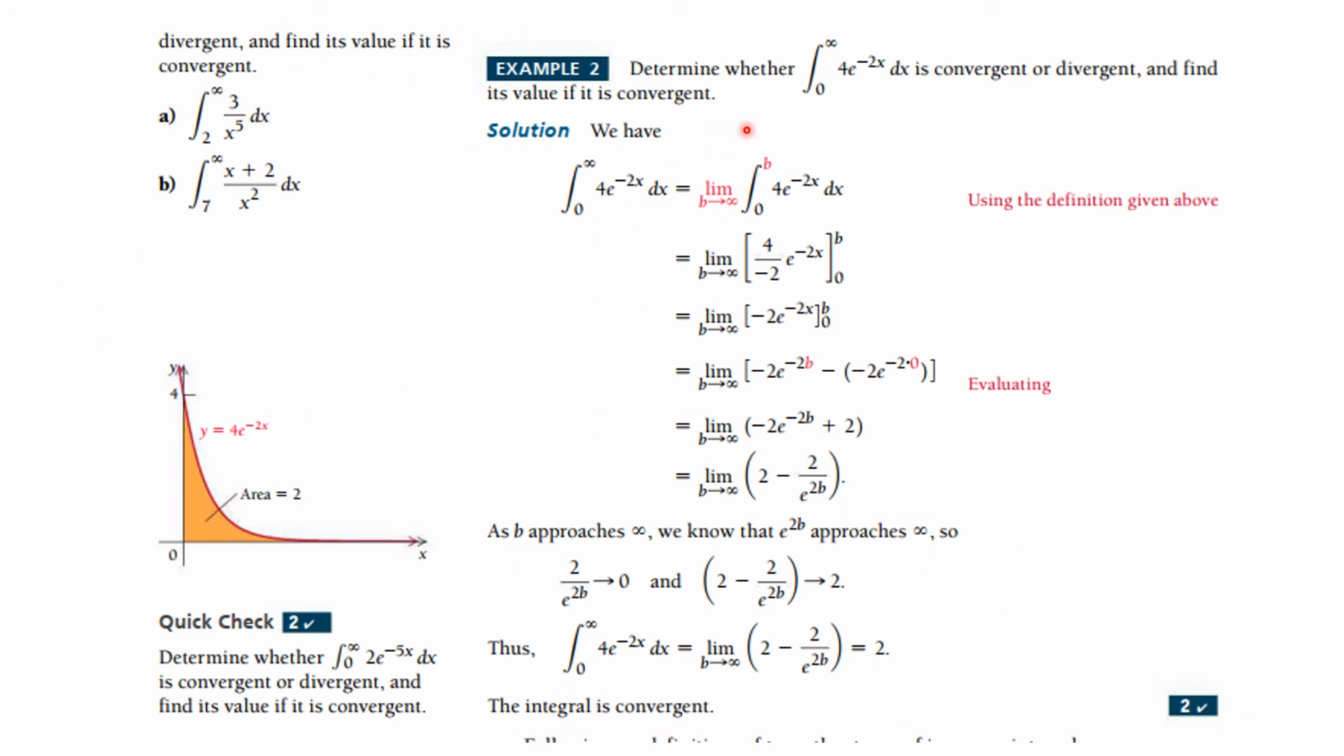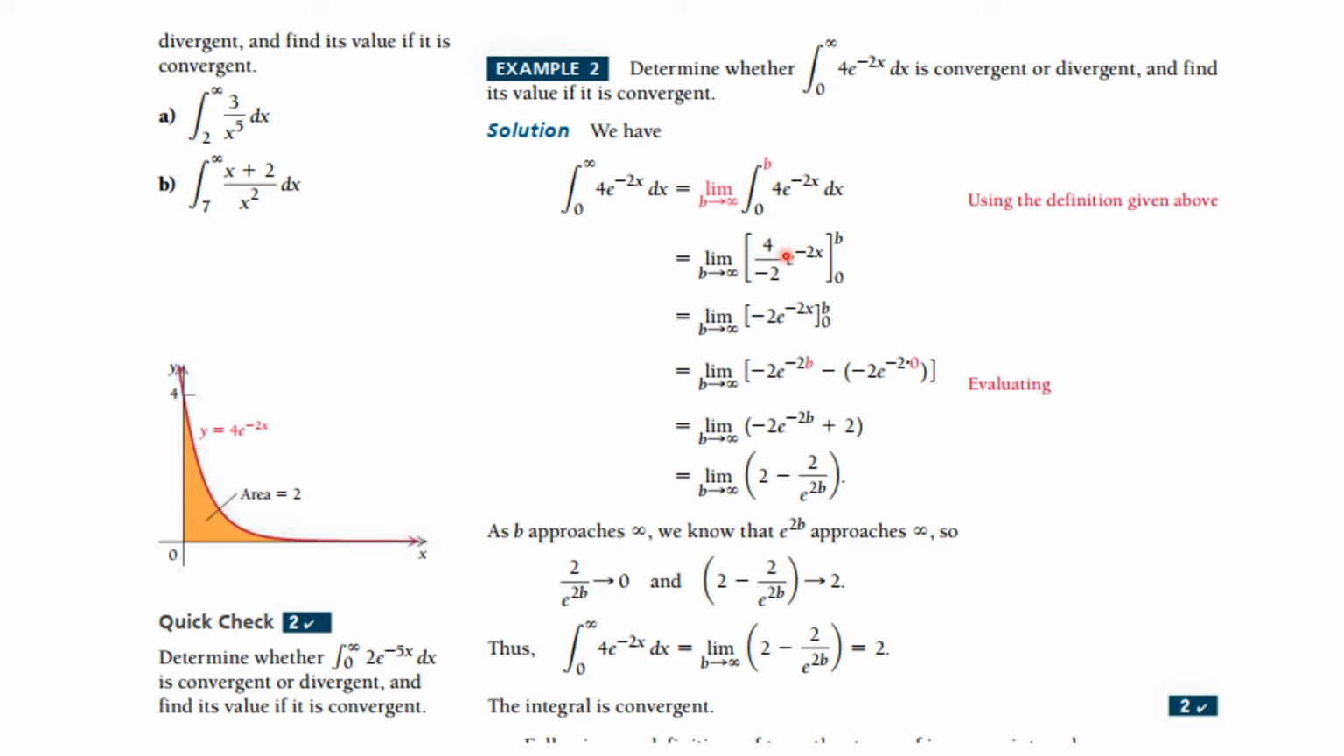Here's another example. Determine whether the integral from 0 to infinity of 4e to the minus 2x dx is convergent or divergent, and if it is convergent, find its value. Okay, so what we're going to do is use the definition of an improper integral. This is the integral from 0 to infinity of 4e to the minus 2x dx. That's the limit as b goes to infinity. We put b up there.